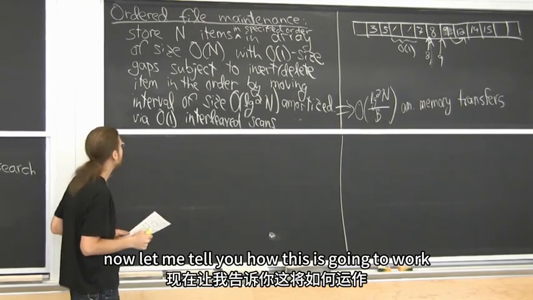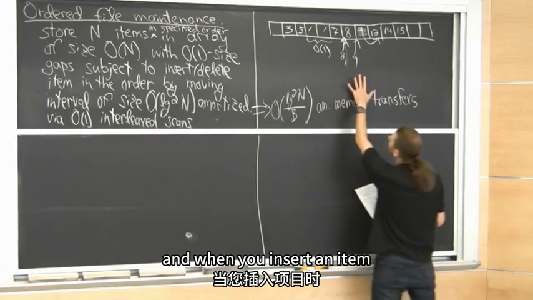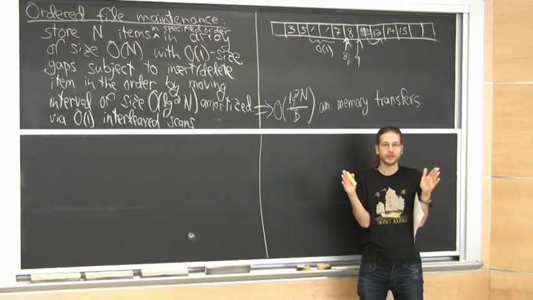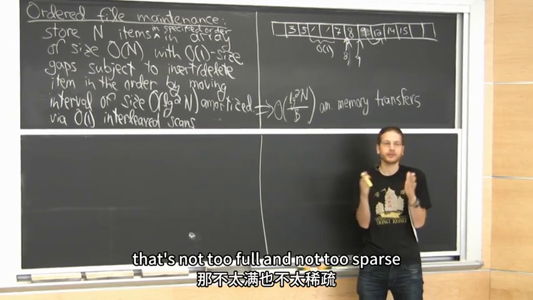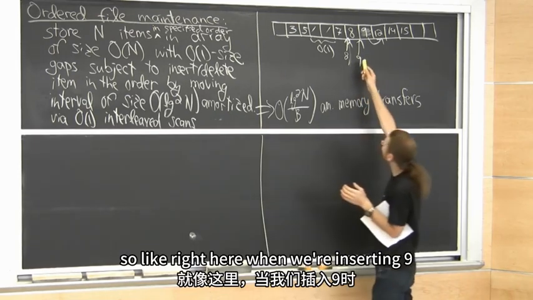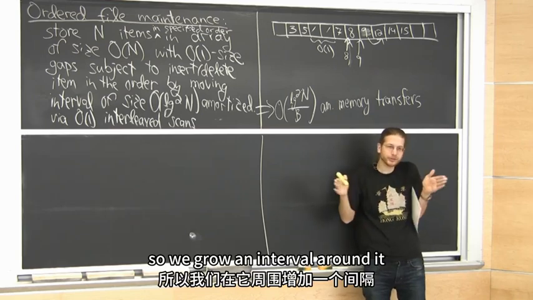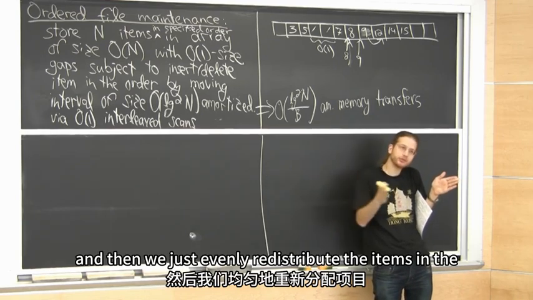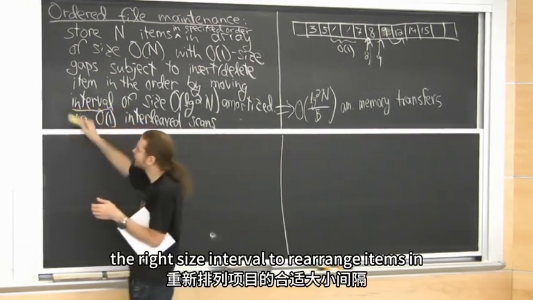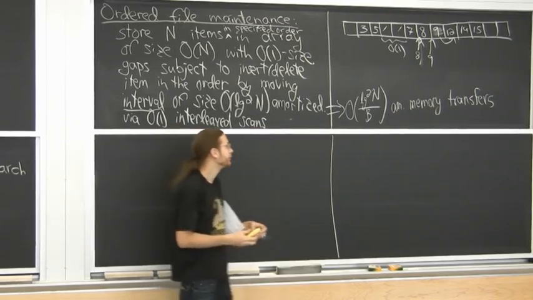Now let me tell you how this is going to work. So a rough idea is very simple. You have your array, and when you insert an item, what we want to do is find an interval containing that item of some reasonable size that's not too full and not too sparse. So like right here when we're inserting 9, it looks really bad right around there. There are too many elements packed right around that element, and that feels bad to us. So we grow an interval around it until we've got enough gaps, and then we just evenly redistribute the items in that interval. So that's basically what we're going to do. We just have to find the right size interval to rearrange items in. But then when we do the rearrangement, it's always going to be evenly redistributing within the interval. So that strategy is simple.